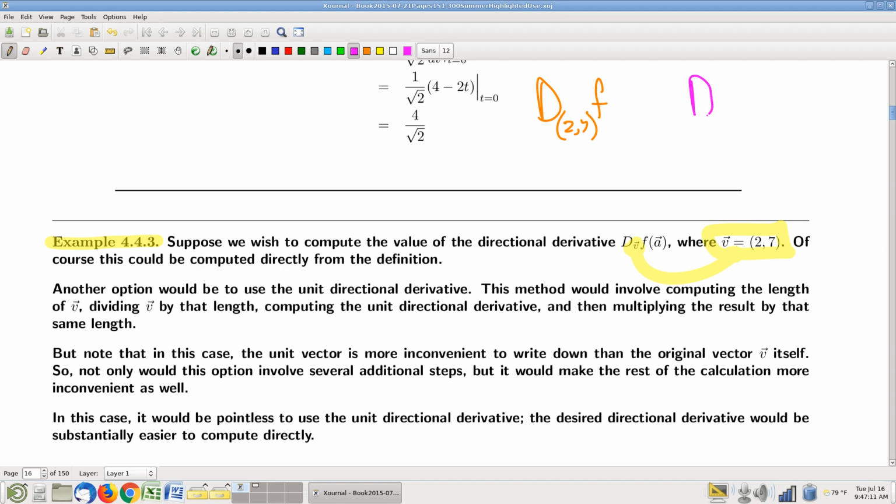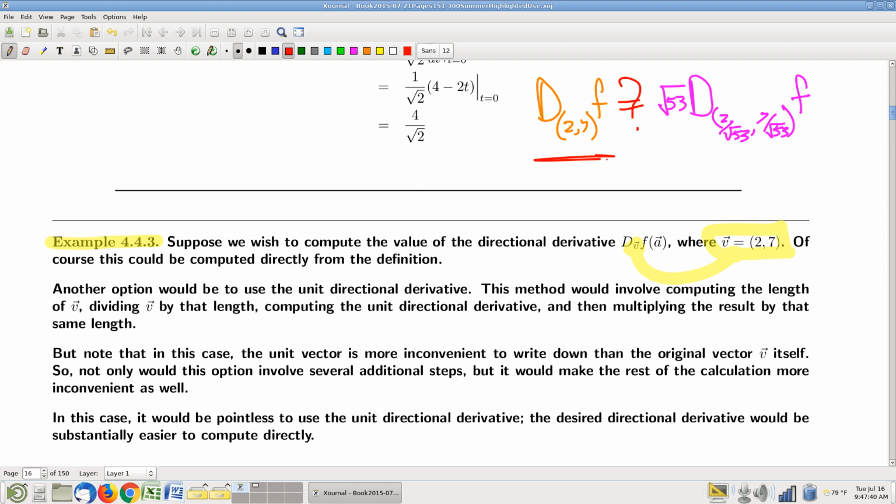And the thing is, my unit vector there would be 2 divided by the square root of 53, 7 divided by the square root of 53. And then take that unit directional derivative, look at these ugly numbers I'd have to deal with, and then having done that, I would then need to multiply by the square root of 53. So now, which of these would you rather do?